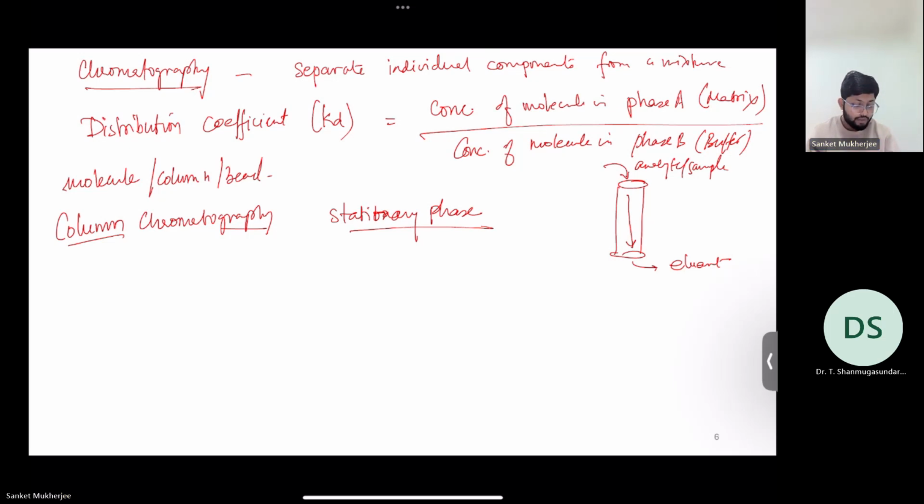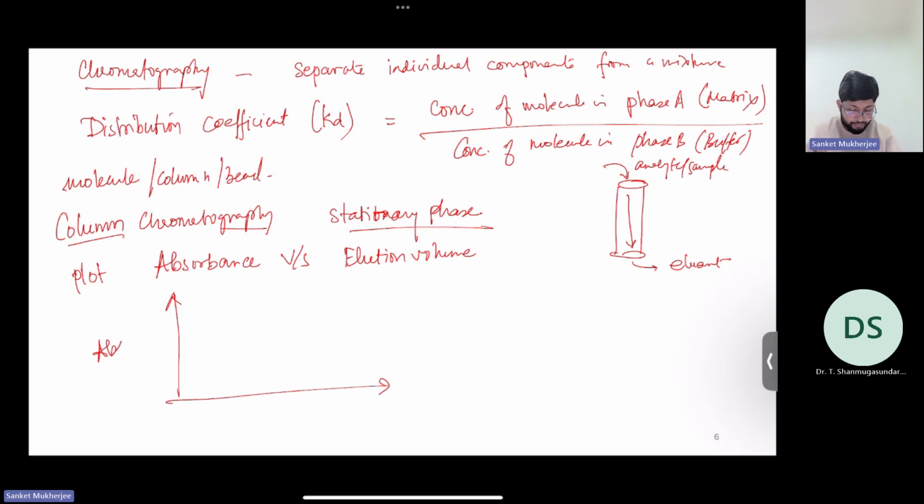Okay. So if you plot the absorbance versus the elution volume, that kind of plot is known as a chromatogram. Elution volume. So it will look something like this. Okay. So here you would inject sample, and based on your chromatographic techniques, you'll get different peaks, right?